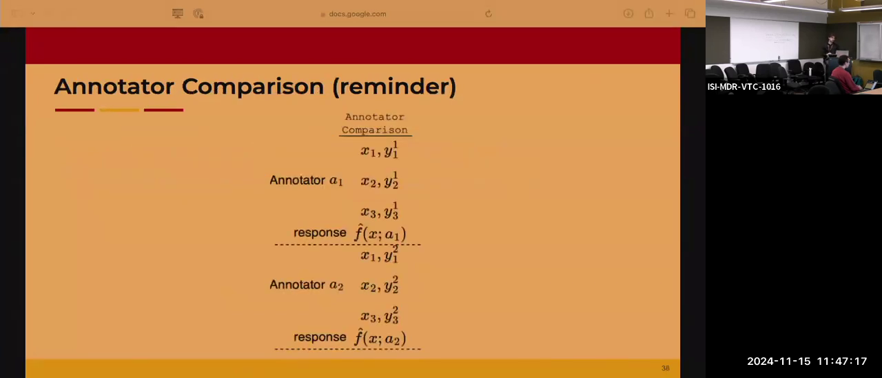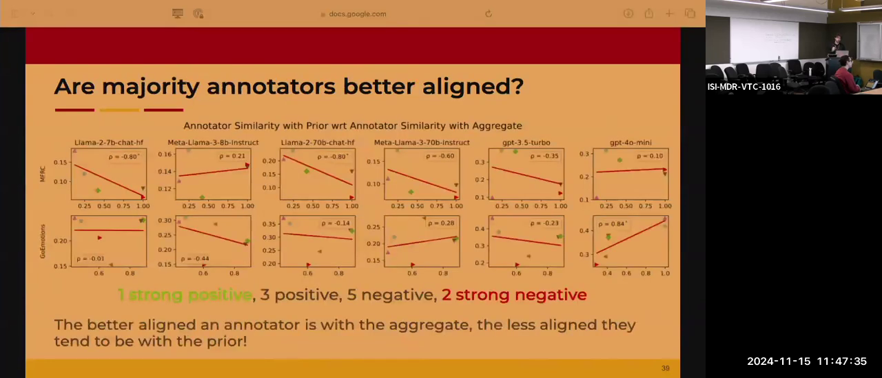I'm reminding you again of the experimental manipulation. So for the results you'll see, the examples in the prompt are exactly the same, the queries are the same, and the only thing that changes is the annotators' labels, the labels that a specific annotator has provided for the specific examples. The first result I'm showing here compares annotator similarity with the prior of the model to annotator similarity with the aggregate. We have the similarity to the prior for each annotator on the y-axis and the similarity to the aggregate on the x-axis.